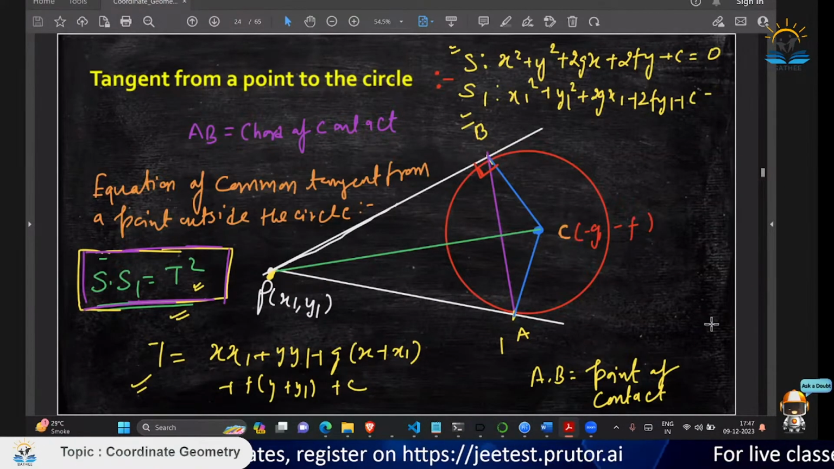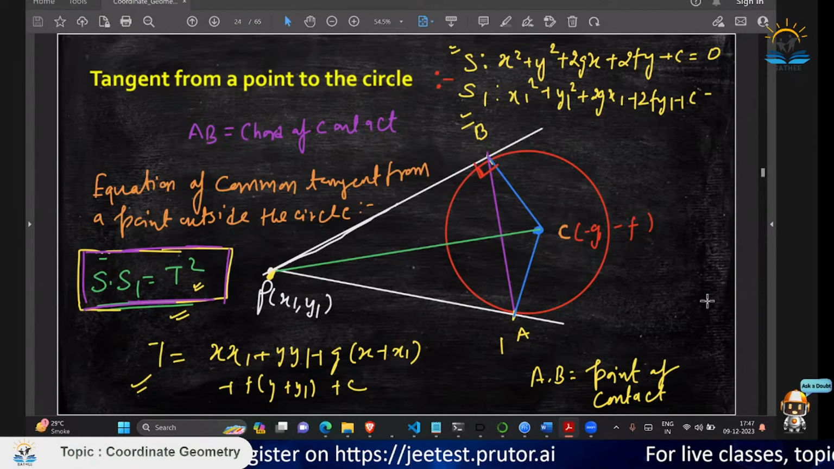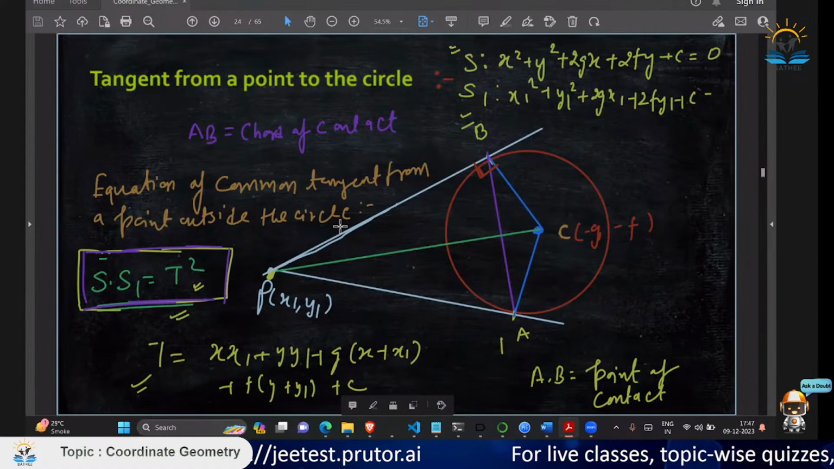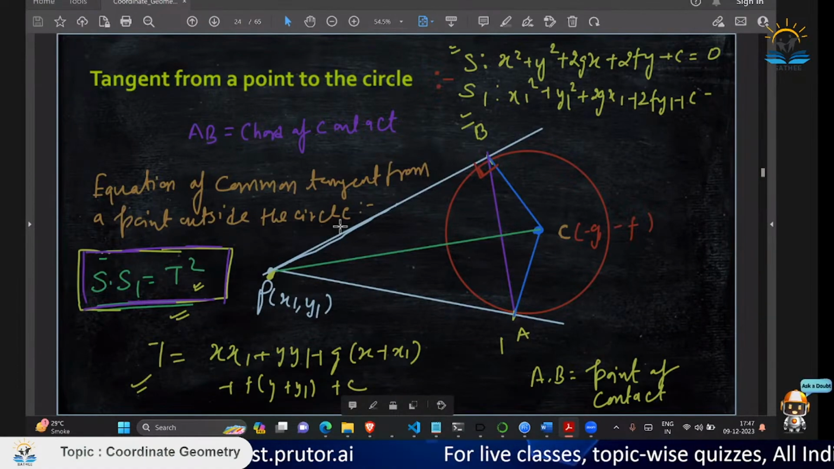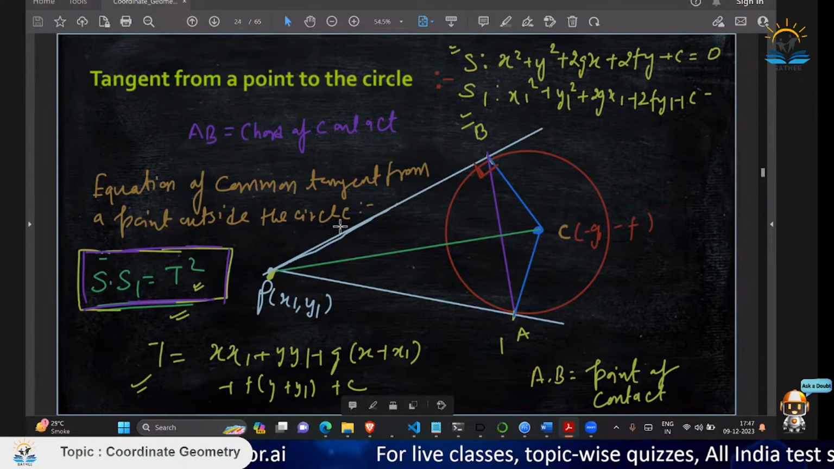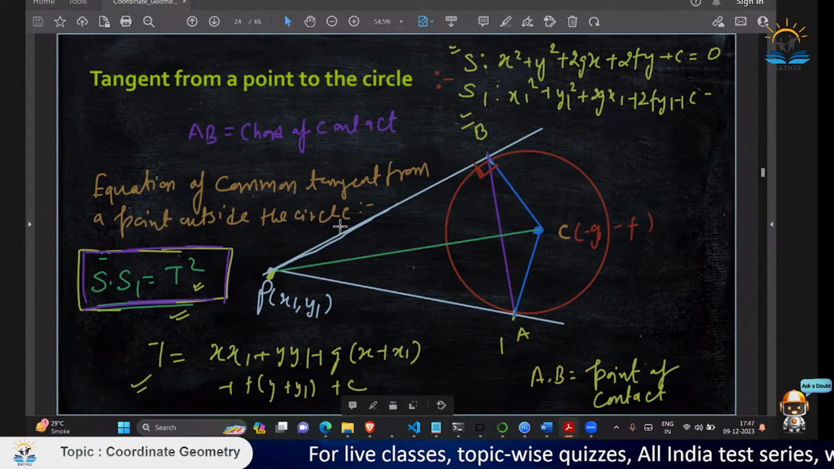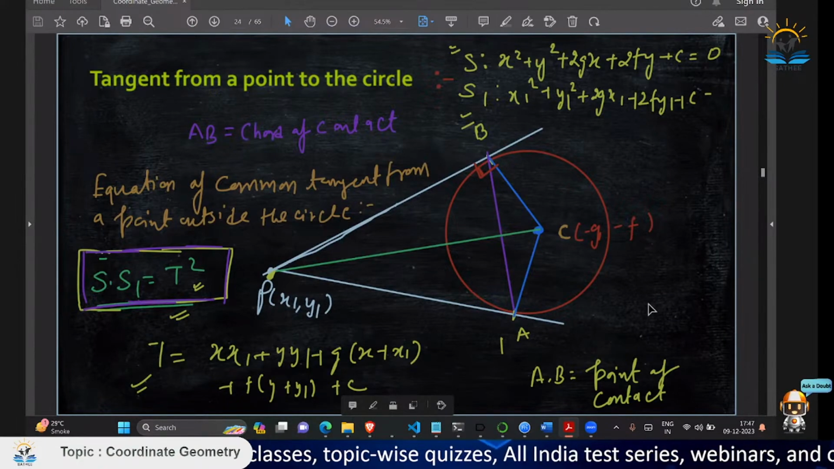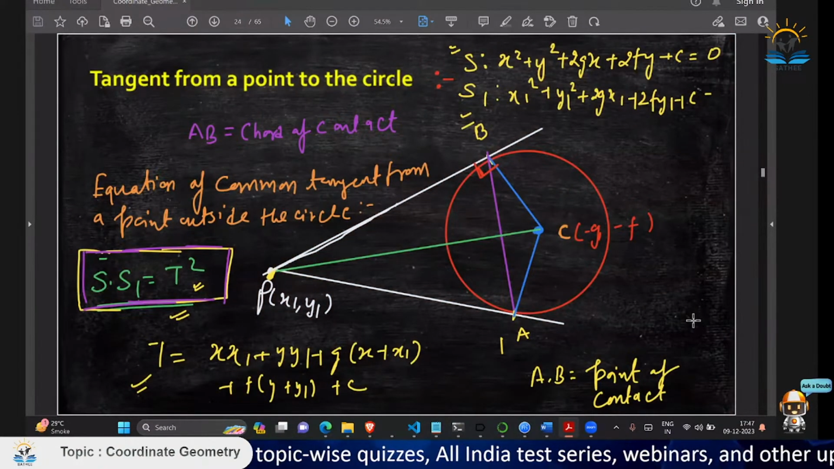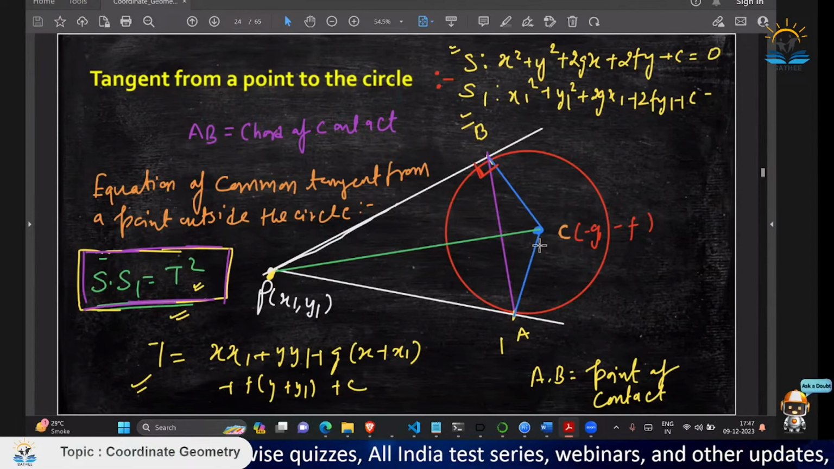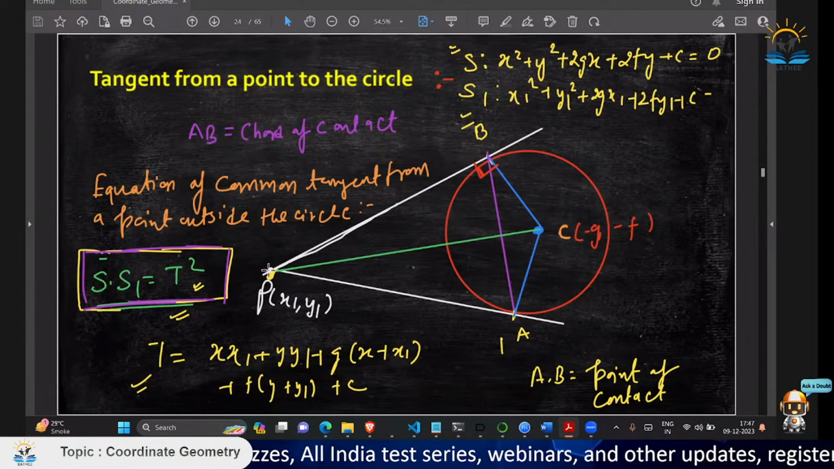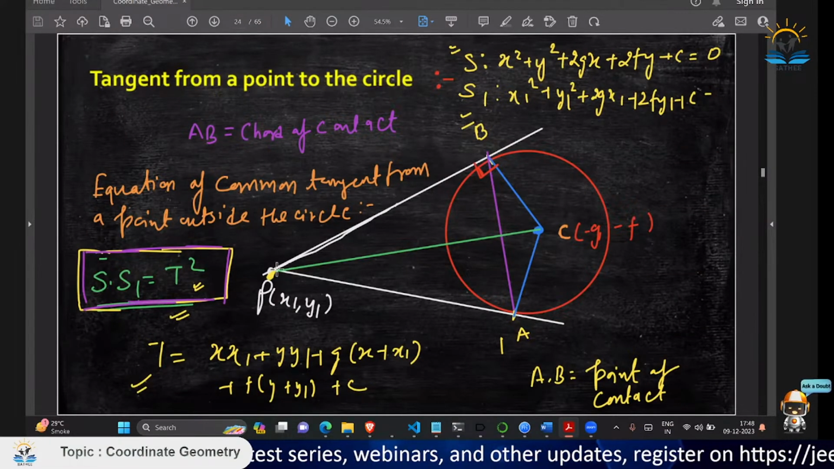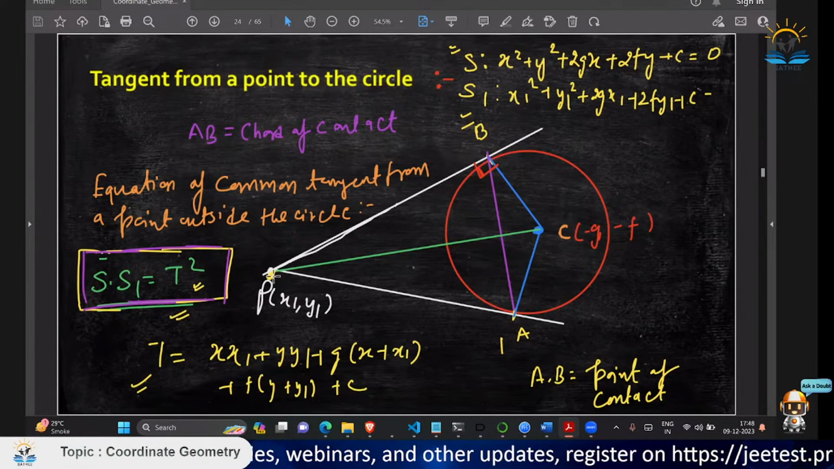Tangent from a point to the circle. So this is again important. I don't think I can cover it in 5 minutes. Let's skip this for now. But yeah, I can give you a basic idea. So this is a point which is not lying on the circle, okay? So we all know that we can make two tangents to the circle from this point.